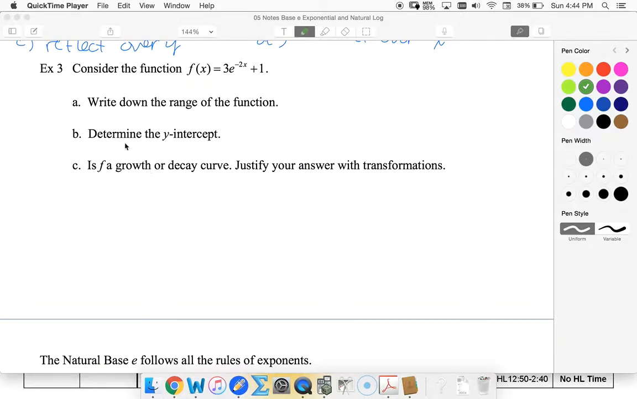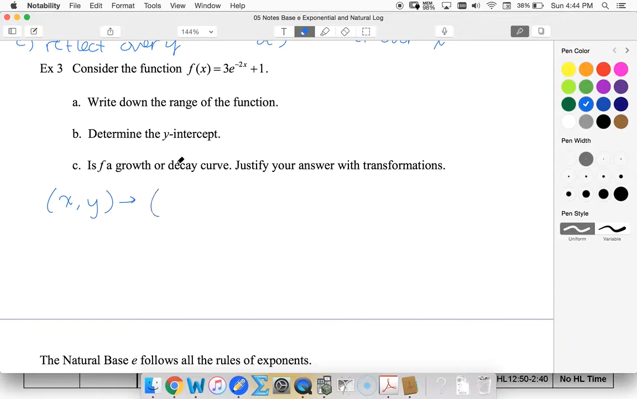All right, in this one we're looking at this function. Write down the range. So I want to know what's going to happen to my y values. Well, first of all, let's think about our transformations. So this graph is going to take any point x, y, and I'm going to multiply the y values by 3, and then I'm going to add 1. And then all of my x values, I'm going to take them and divide them by -2.